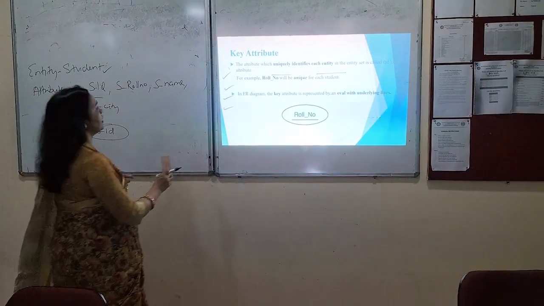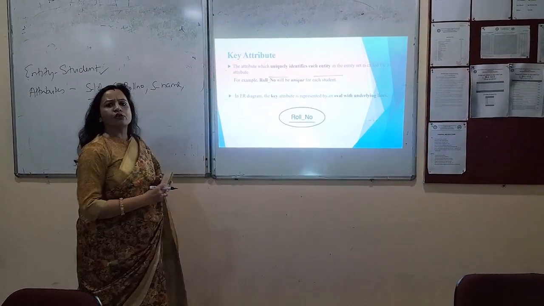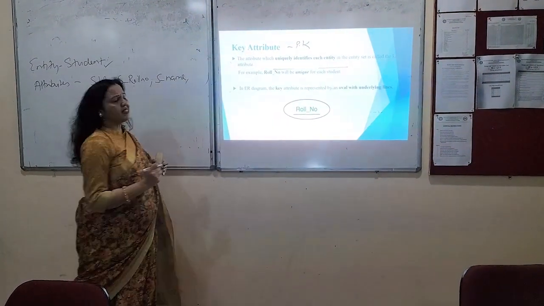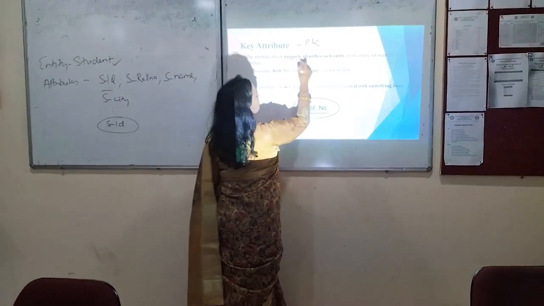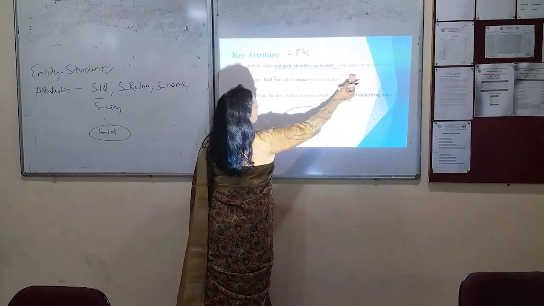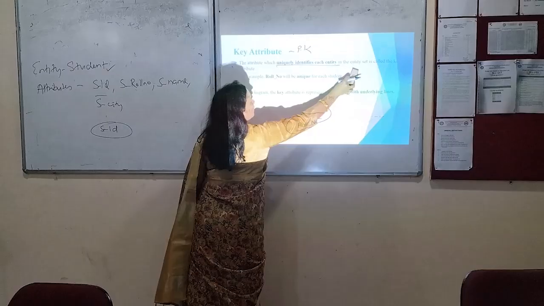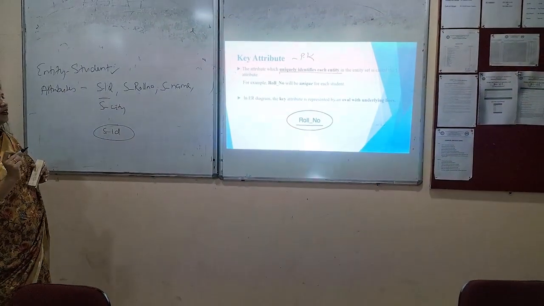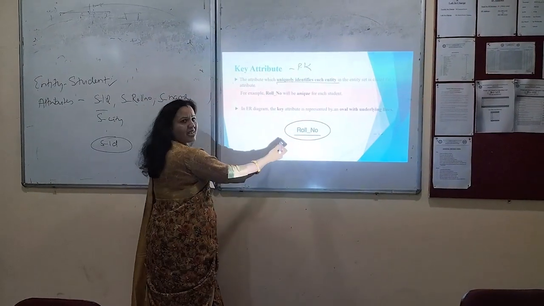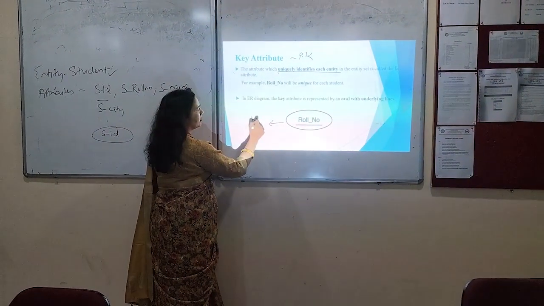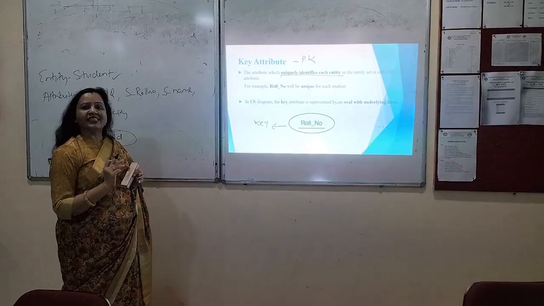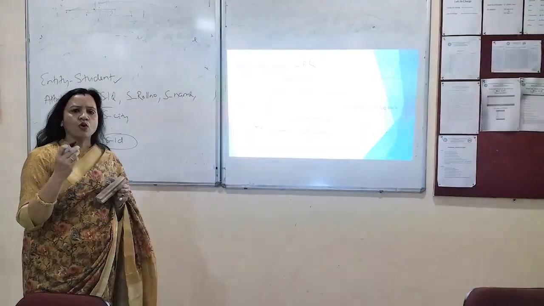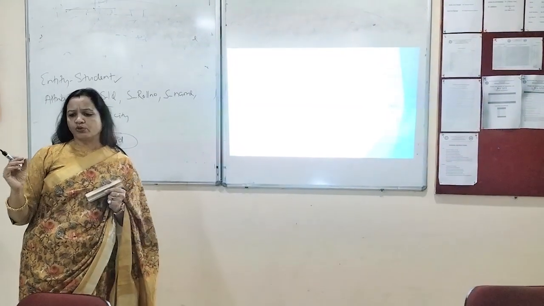The first one is the key attribute. Key attribute is also known as primary key. This is the attribute that uniquely identifies each entity in the entity set, right? For example, roll number will be unique for each student. If we consider roll number as the attribute, this will be a key attribute because it is unique for each student. No two persons can have the same roll number, and no roll number can be shared by two students.